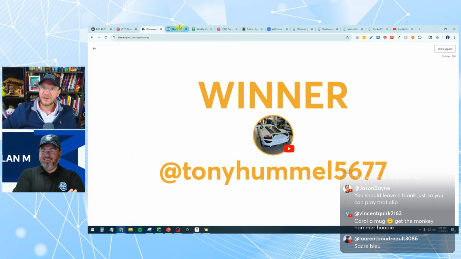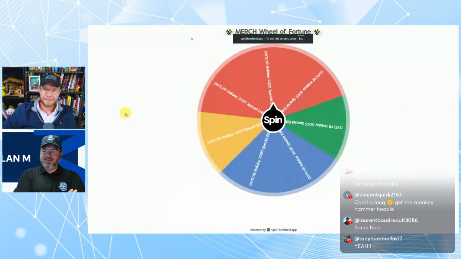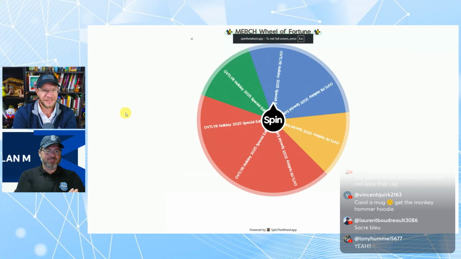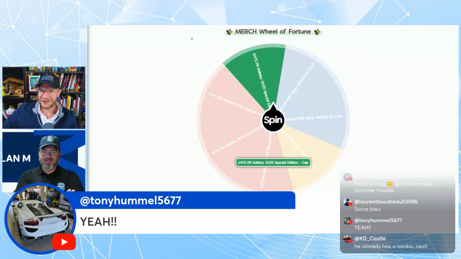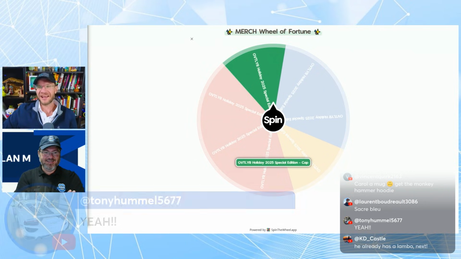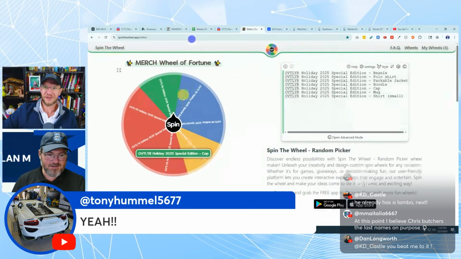Tomney Humner has won. I mean, at this point, it's more than likely going to be a hoodie. Let's see. Hey, there's Tomney Humner right now. Yeah, baby, let's go. Nice. A special edition. He got the holiday hat. Tomney Humner got the holiday hat. Congratulations to you, Tomney Humner. Congratulations to everybody. I have so much fun on Friday.